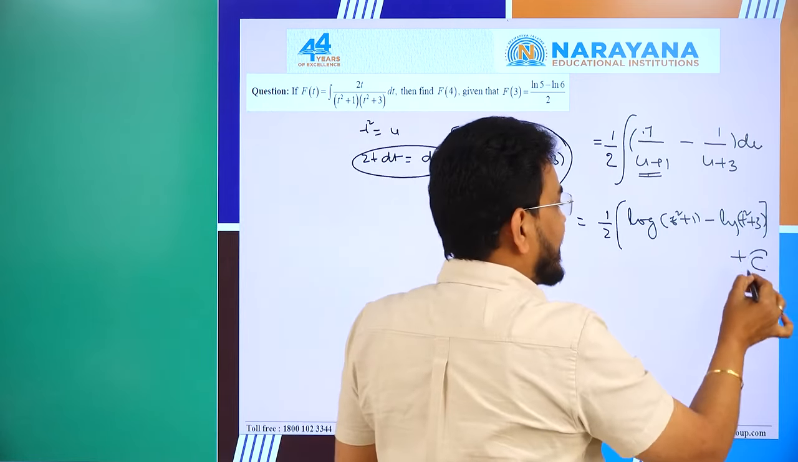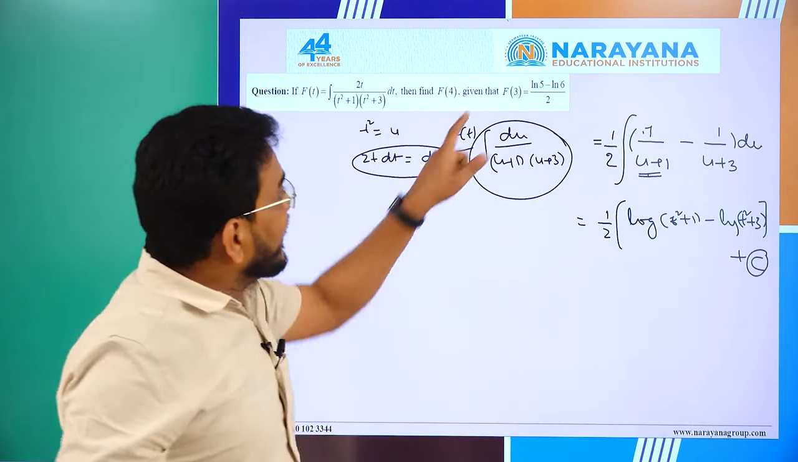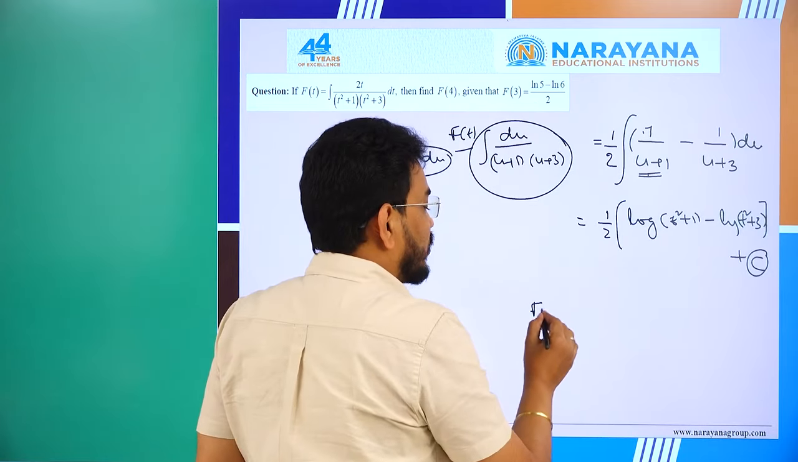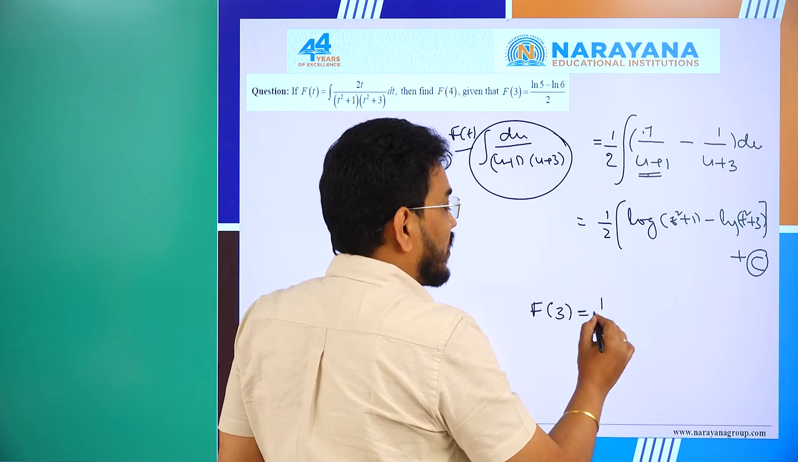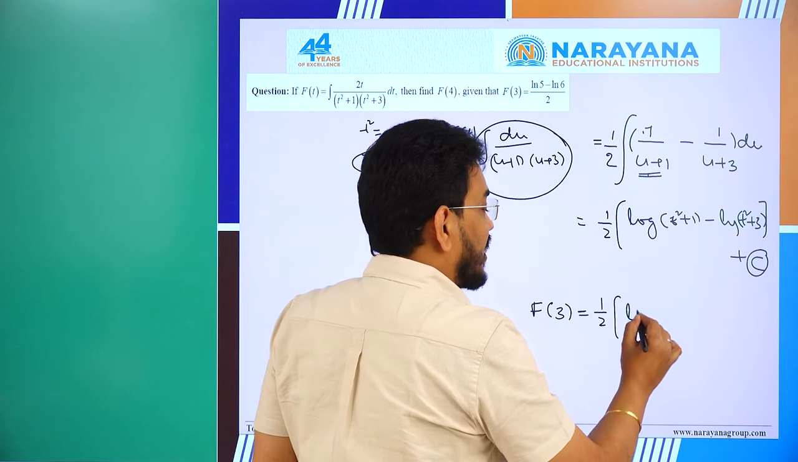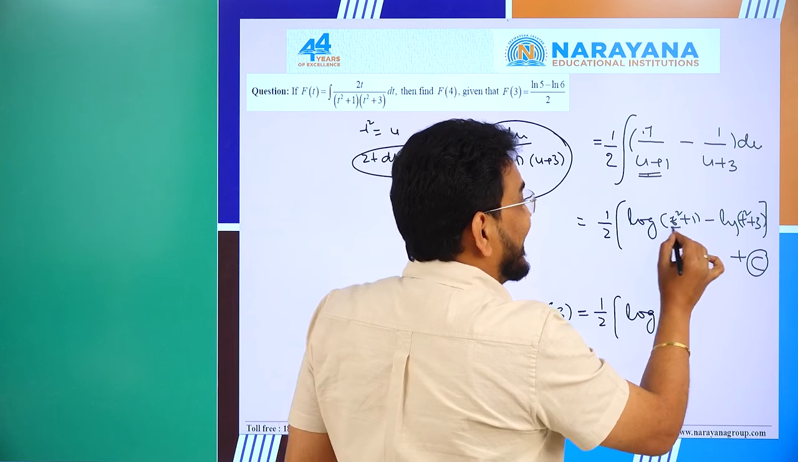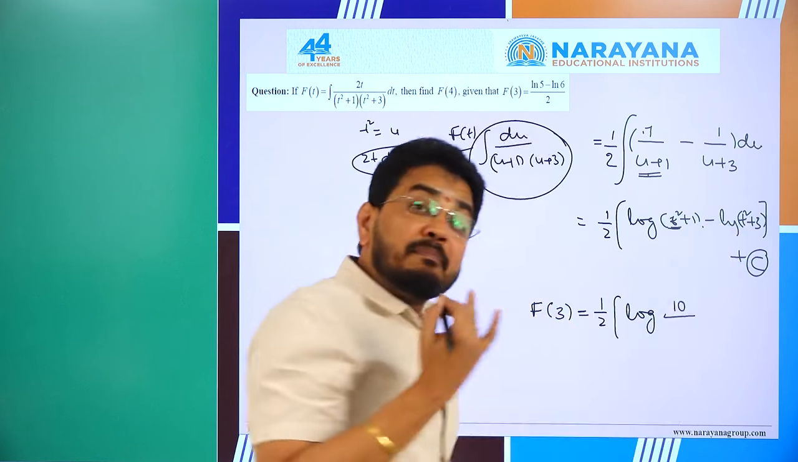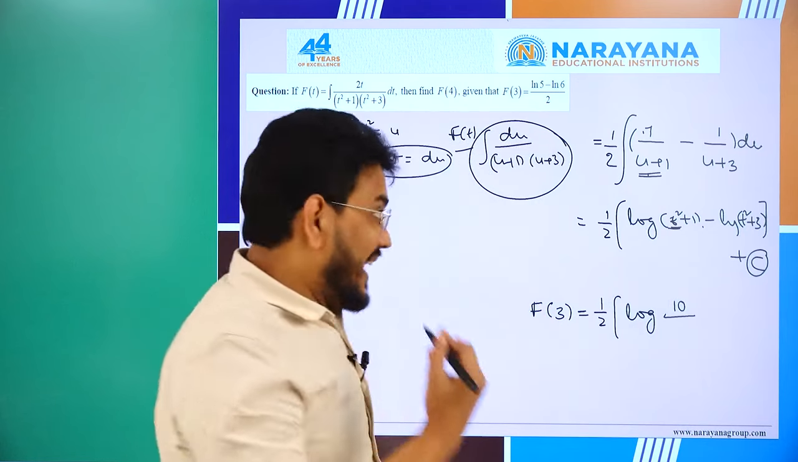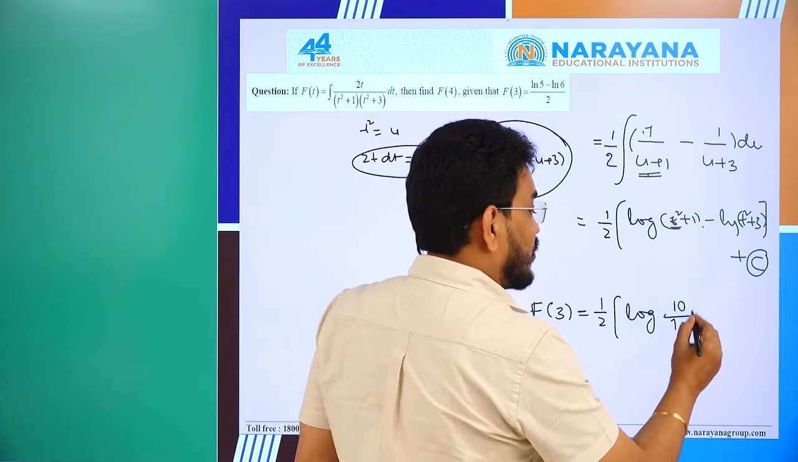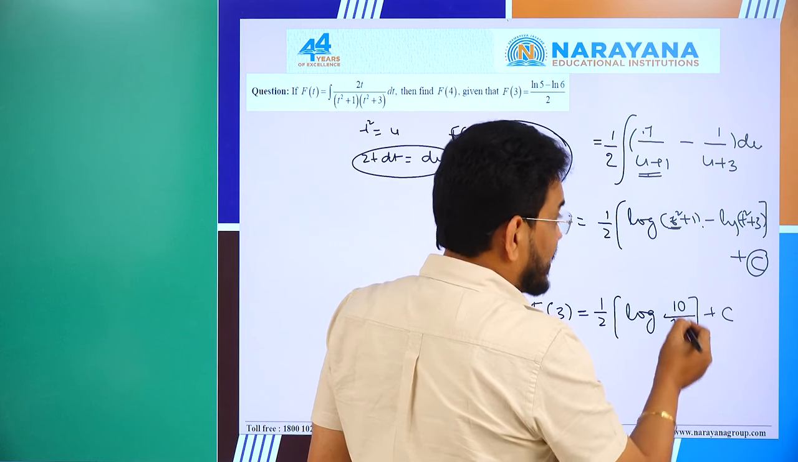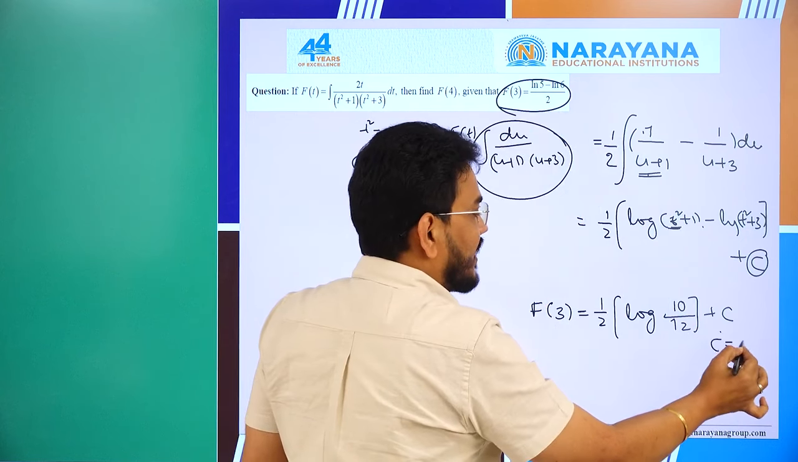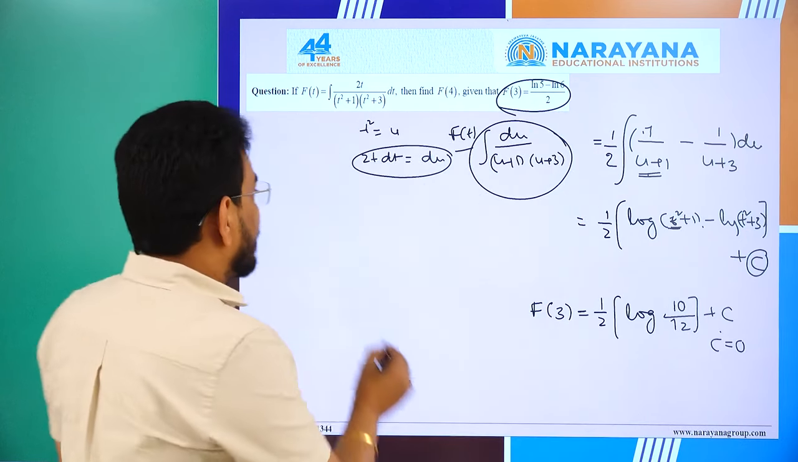To find the c value, they have given f of 3. So substitute t is equal to 3. So f of 3 is equal to 1 by 2 times log of (3 square plus 1) by... log m minus log n, log of m by n, by 12, plus c. So this is 5 by 6. This is what they have given. So clearly c value is 0.